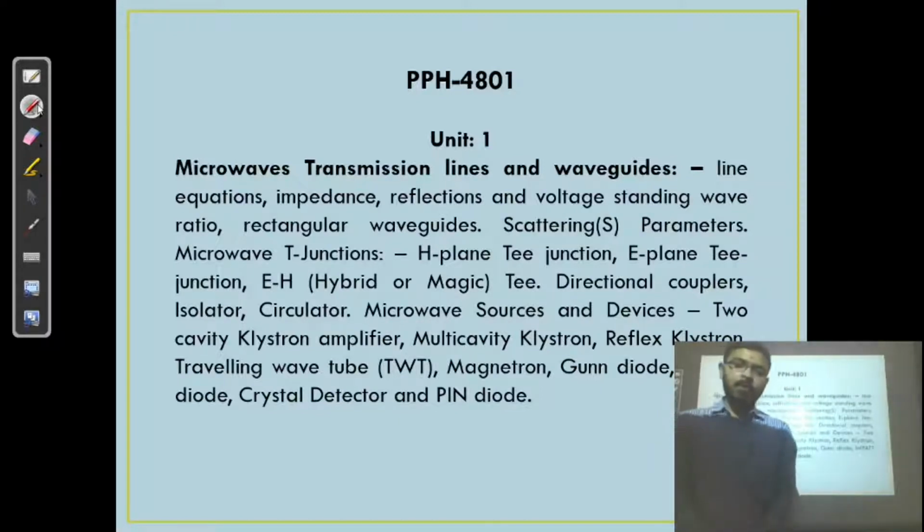In semester 4 I will be associated with paper number 4801, PPH 4801. In that I will be teaching you the first unit, unit number 1, that is microwaves, transmission lines and waveguides.